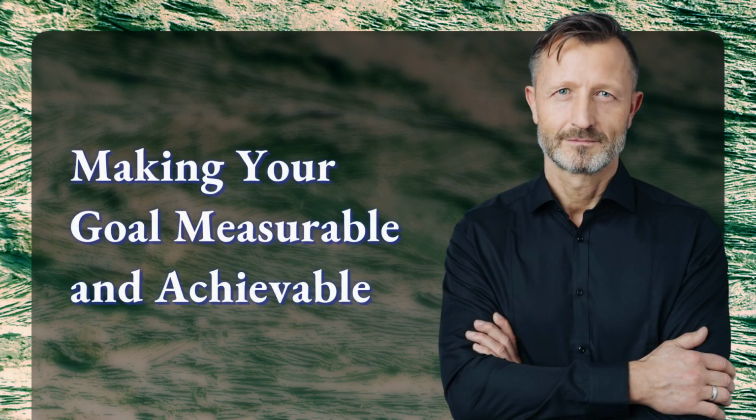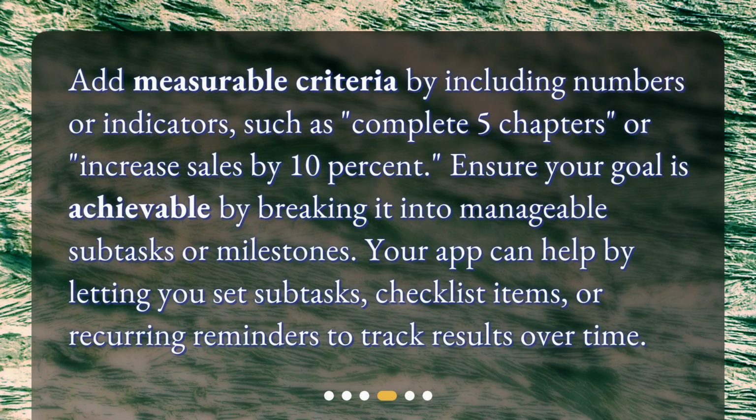Making your goal measurable and achievable. Add quality measurable criteria by including numbers or indicators, such as complete 5 chapters or increase sales by 10%. Ensure your goal is achievable by breaking it into manageable subtasks or milestones. Your app can help by letting you set subtasks, checklist items, or recurring reminders to track results over time.